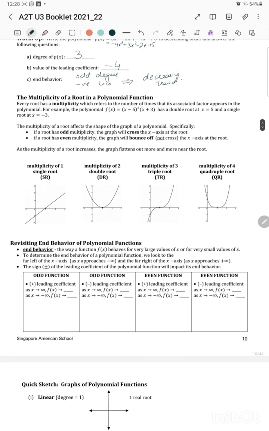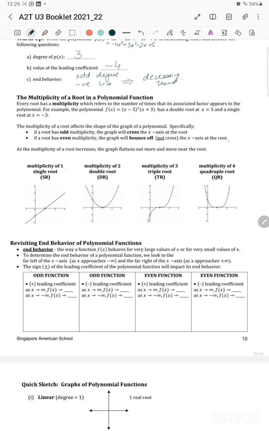Multiplicity of a root in a polynomial function. Every root has multiplicity, which refers to the number of times that its associated factor appears in the polynomial. For example, the polynomial f of x equals (x minus 5) squared times (x plus 3) has a double root at x equals 5 and a single root at x equals -3. If a root has odd multiplicity, the graph will cross the x-axis at the root. If the root has even multiplicity, the graph will bounce off and not cross the x-axis at the root.